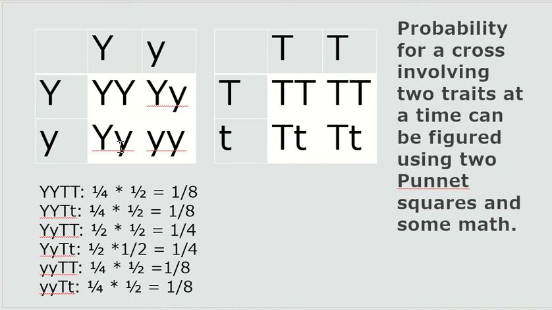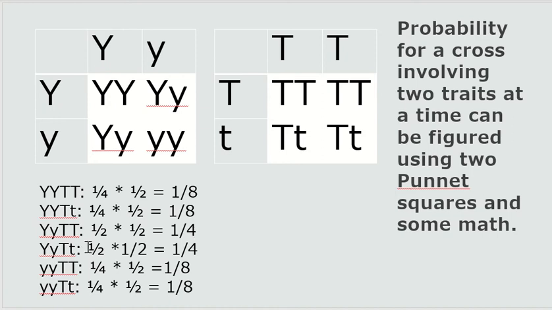Now we have heterozygous for seed pod color and homozygous dominant for height. So 1/2 of the plants look like that in this Punnett square here. 1/2 of the plants look like this in this Punnett square here. So 1 times 1 is 1. 2 times 2 is 4. The probability that the plants would have that genotype from this cross is 1/4.